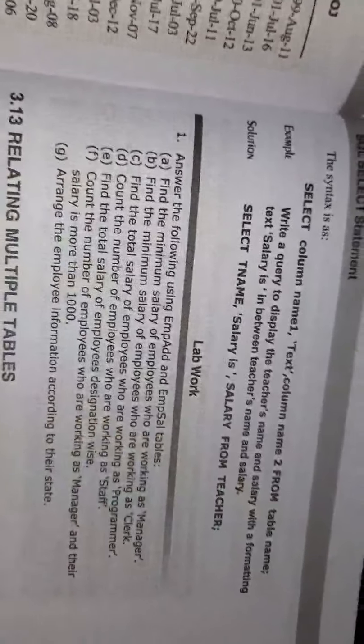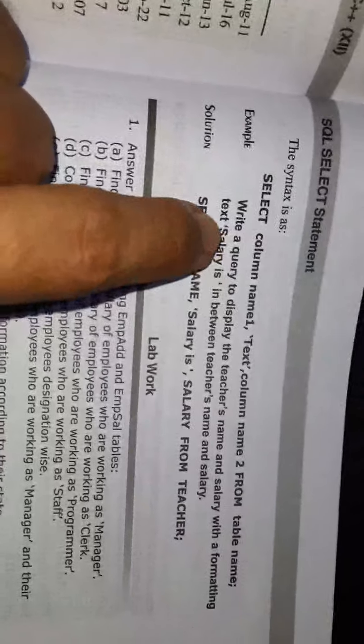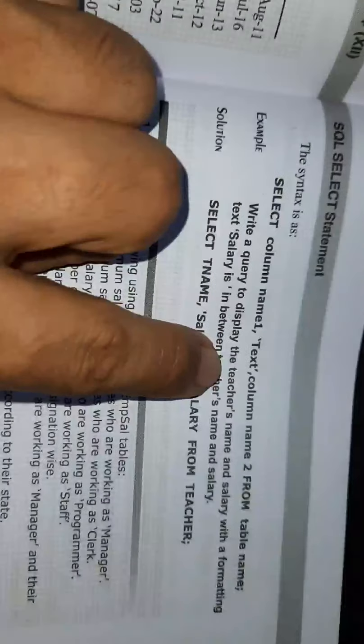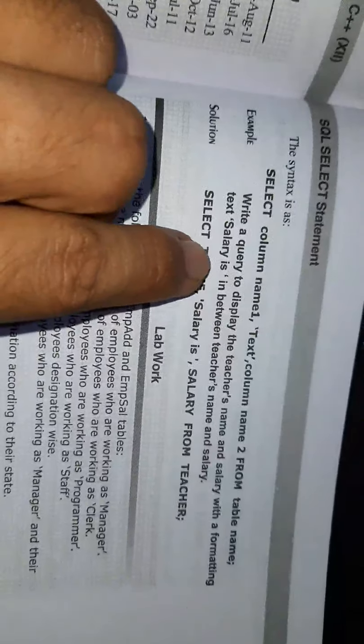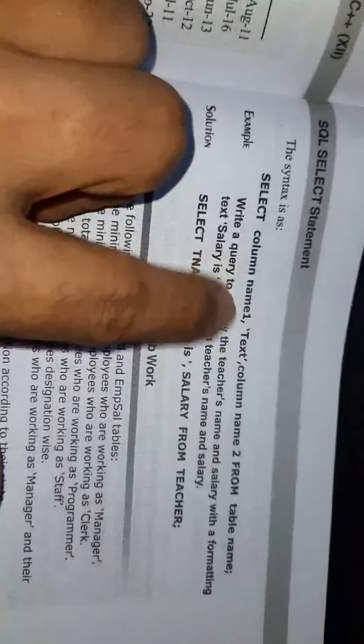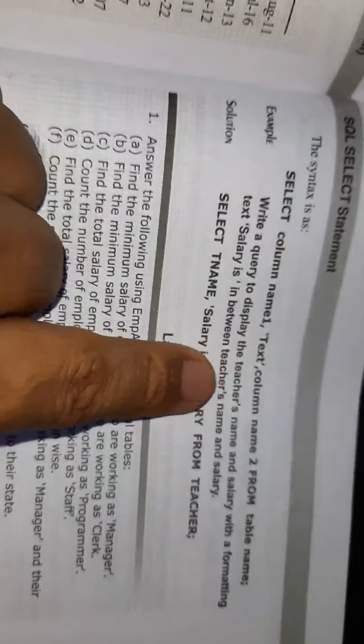Now in this query you can see: write a query to display the teacher name and salary with a formatting text. "Salary is", so this sentence should be there when the table is displayed, in between teacher's name and salary. It should be between the T name column and the salary column. As per the question, it will display the teacher name column and then the salary column, with this text "salary is" between them.